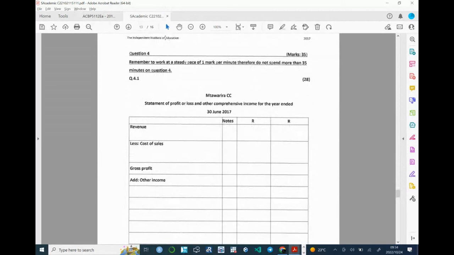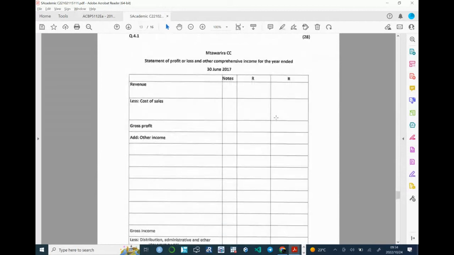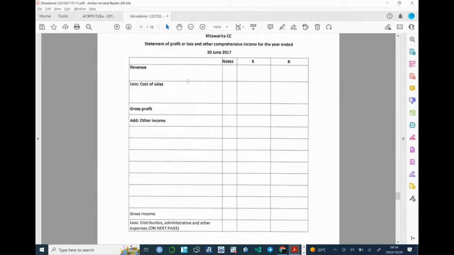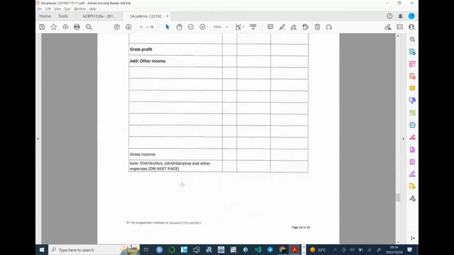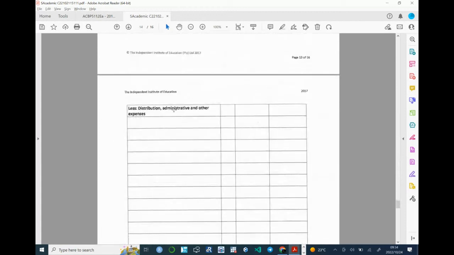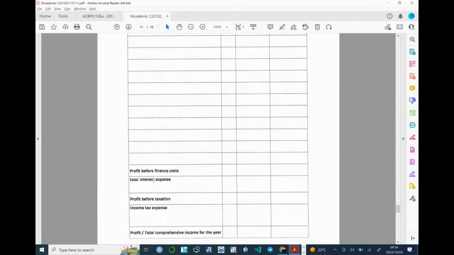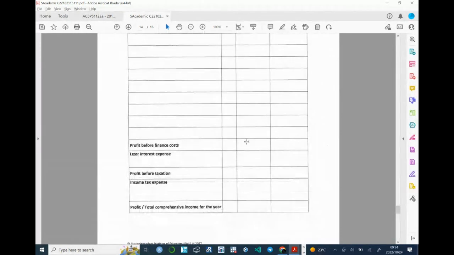So here's your statement of financial position. Oh, we didn't actually do this. Okay, but we know generally we start with revenue, less your cost of sales. If we have any adjustments there, we probably did with all the space they gave. Gross profit, other income, then you have your gross income, then less your distribution, in other words, general expenses, and then finally your profit before financial costs. There you can see interest, and then profit before tax, income tax expense, and then your total profit.